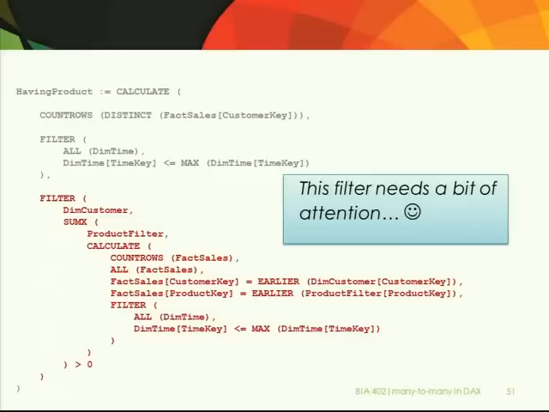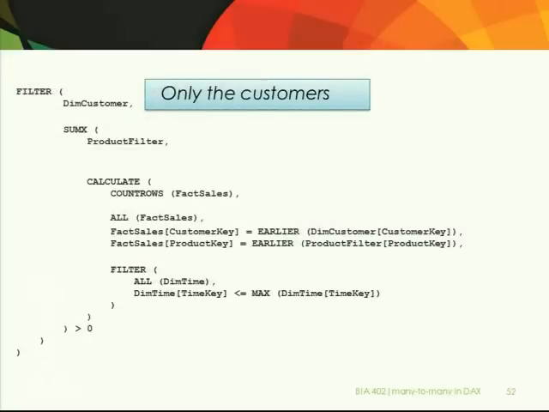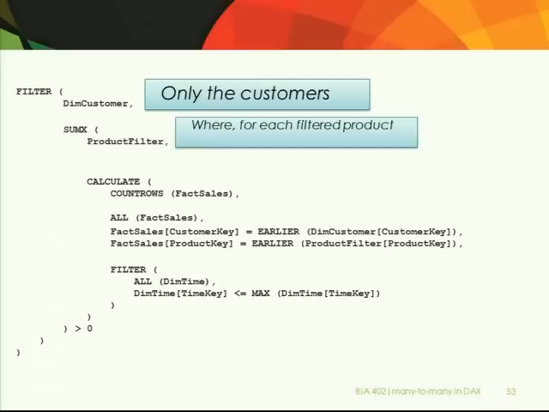You can see that it's a filter over DimCustomer. The formula now is somehow more complicated, but at the end we have greater than 0. So it's always the many-to-many pattern, just somehow complicated. Let's look at the filter. We are filtering only the customers where, for each of the filtered products, the product is mountain tire tube or patch kit. We have more than one, so we iterate over product filter so that we get whether they bought one or the other.